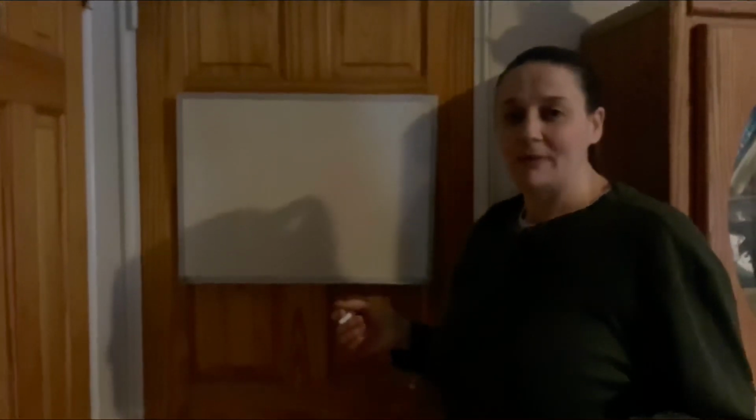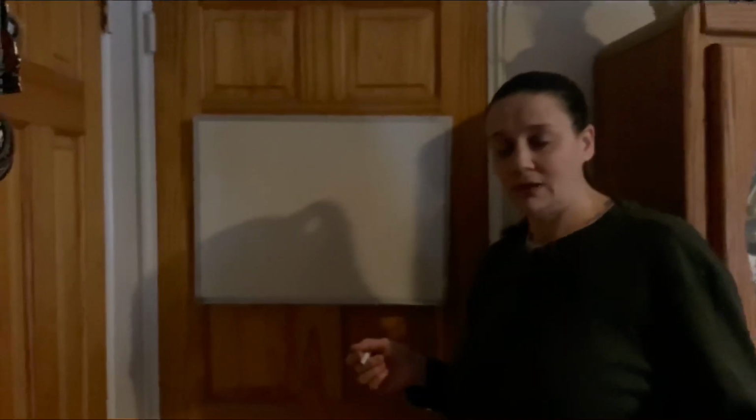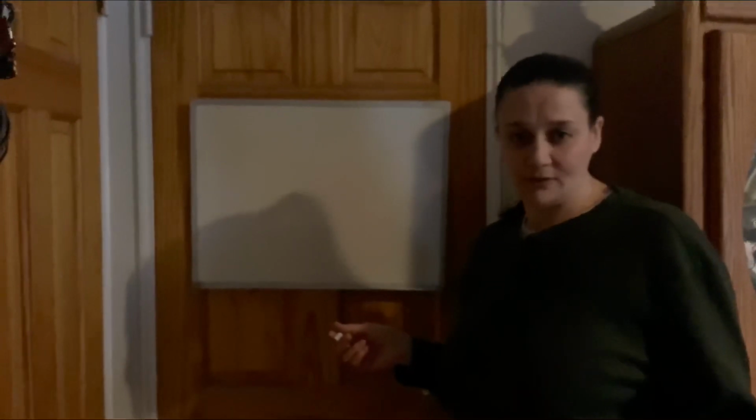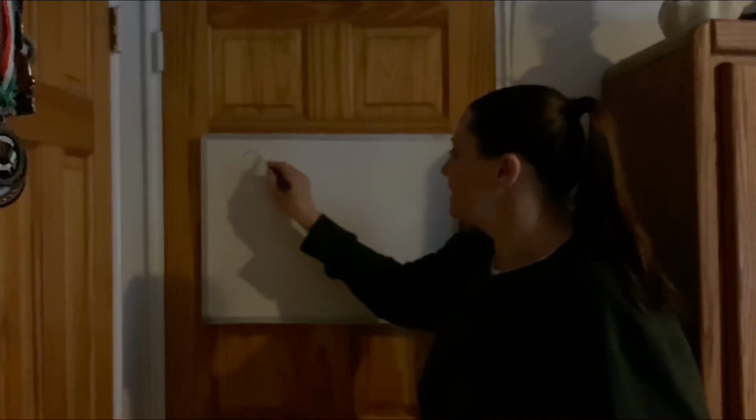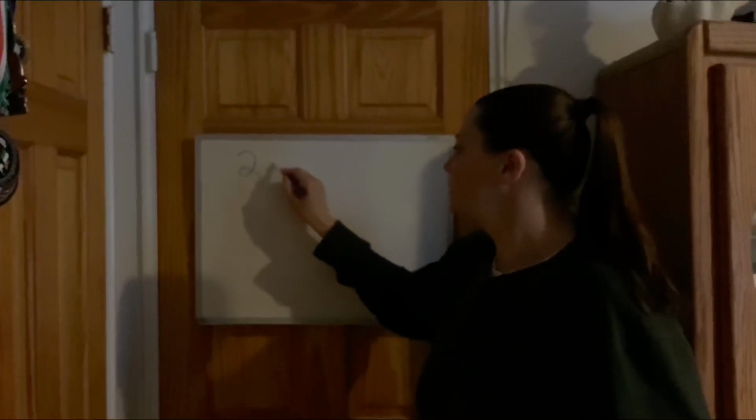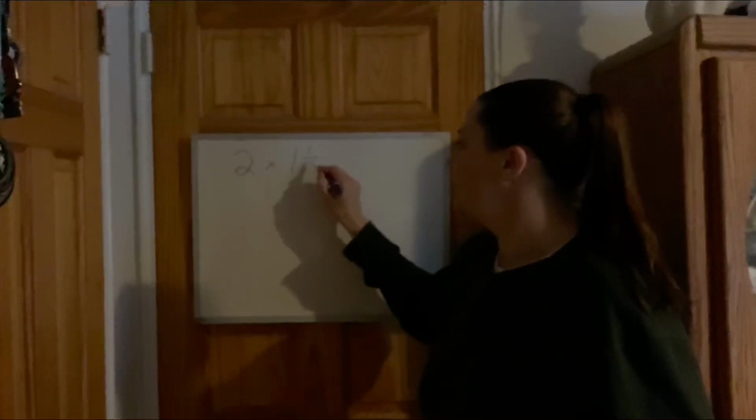Today's lesson is going to be about multiplying a mixed number by a whole number. So there's two methods. I'm going to show you both. And again, you could do it whichever way you like better. So as an example, let's say you're multiplying 2 times 1 1/2.